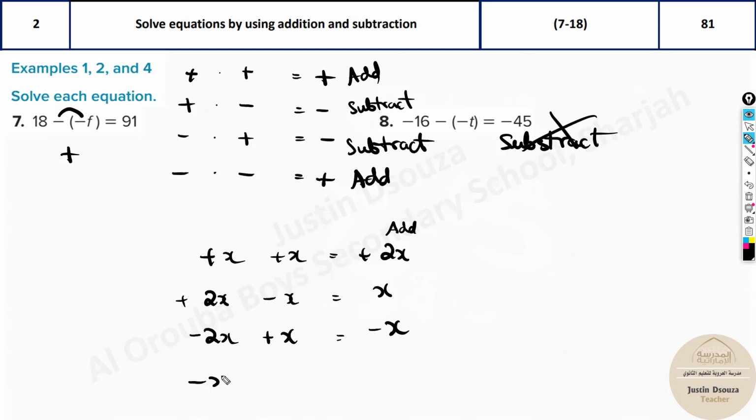Now, what if you have minus x and minus x? You need to add, but remember the sign will be minus here. Addition of 2x's will be minus 2x. This is the basic thing when you add or subtract variables.